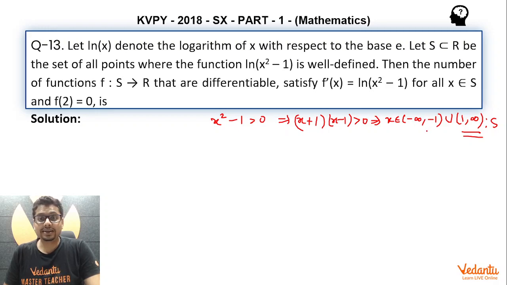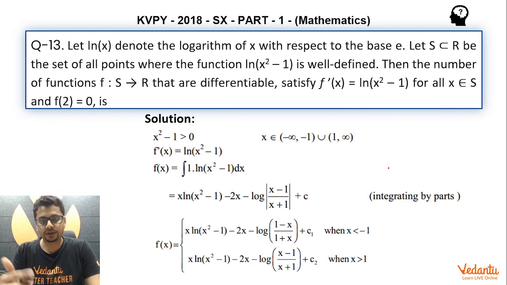That means f of x can be anything satisfying this condition in this interval, and that would lead to a family of functions, or you may say geometrically a family of curves, which in result would mean that f of x can be infinitely many such functions satisfying this differential equation, f of 2 being 0, and of course we are talking about this set S. My throat is very bad, please excuse me for that. So in case you have not got a feel of it, let me show you through the solution.